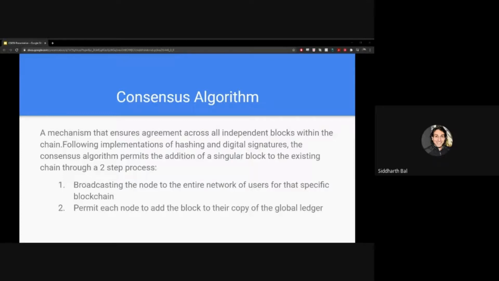Crucially, the consensus algorithm functions as a feedback mechanism which derives inputs from the digital signatures and hashing mechanism to permit the addition of a block to a chain. Any disagreement amongst any of the subcomponents and the block is not added.